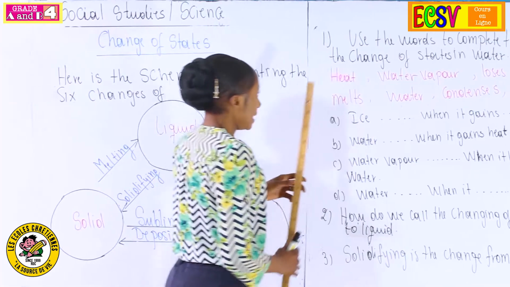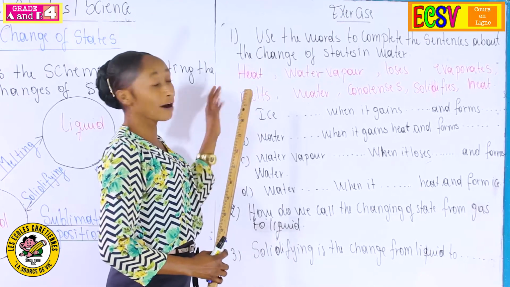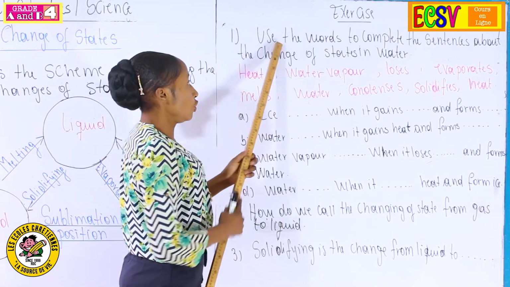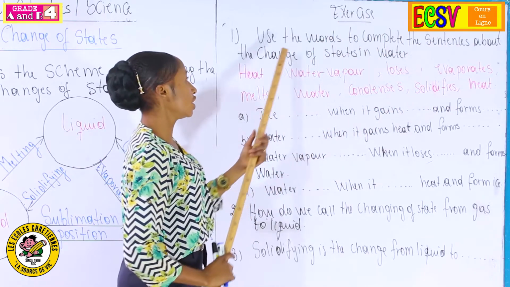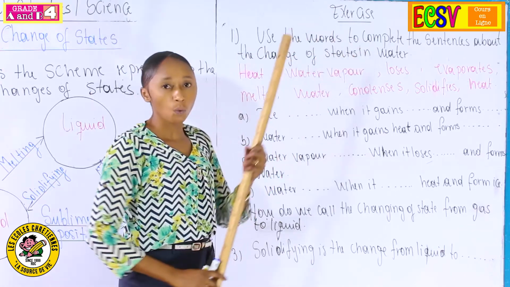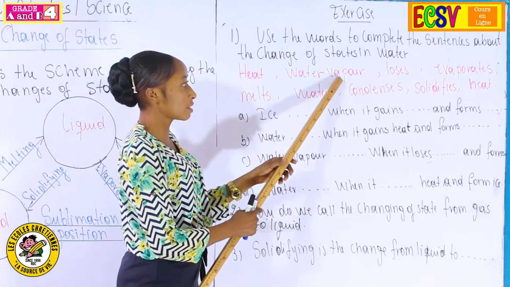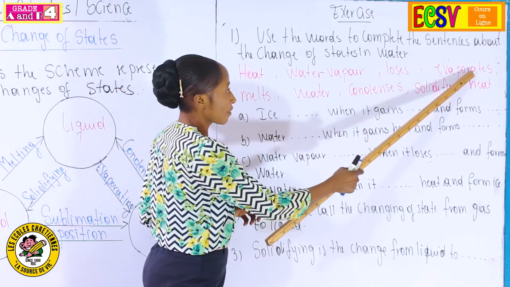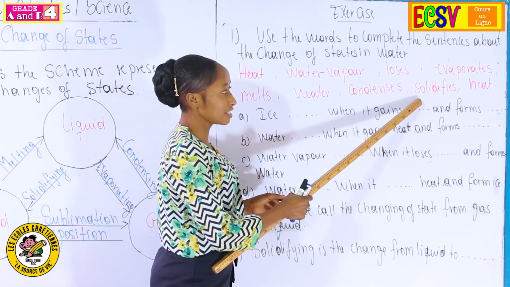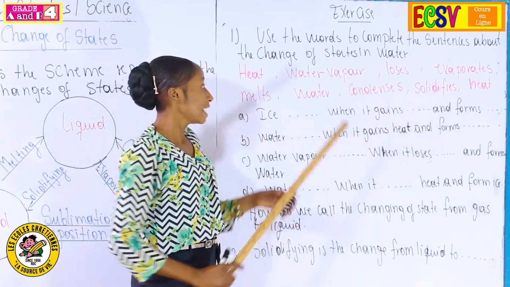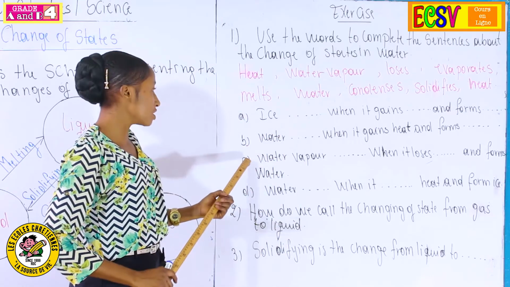Here now, there are 3 questions that we are going to answer as the exercise. What does the exercise say? Use the words to complete the sentences about the change of states in water. Here are the different words: heat, water vapor, loses, evaporates, melts, water condenses, solidifies, and heat. These are the words that you are going to use to complete the 4 questions.